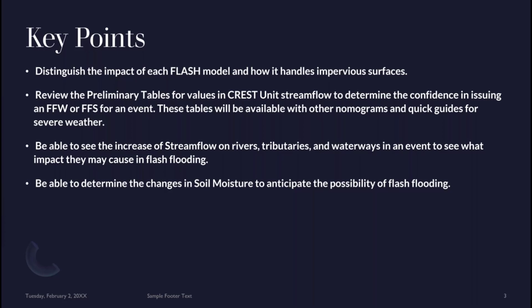Also, be able to determine the changes in the soil moisture. One of the things from the training you've seen is that once the soil moisture is greater than 50%, you have to start watching for the possibility of flow on top of the ground and maybe flash flooding. There's also an annual return interval, and they have found that if you get over about 10-year return intervals, you really need to start watching closely and maybe issue products.